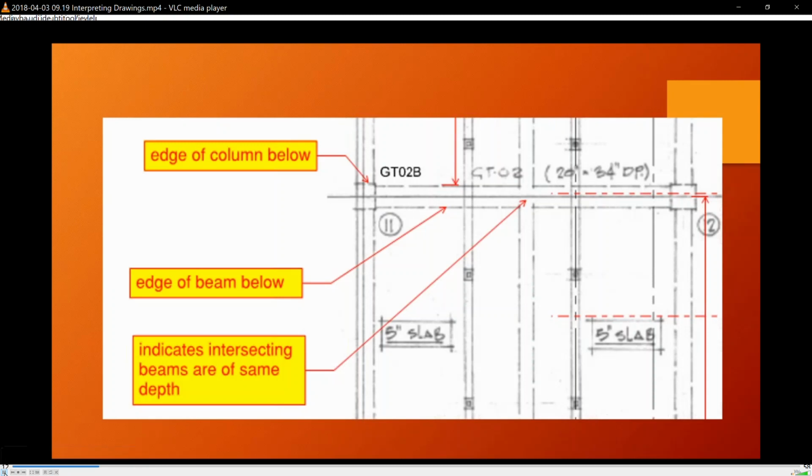I must have missed. 8 feet above the slab, if this column was indeed a hard line, that means it extends up above the slab.